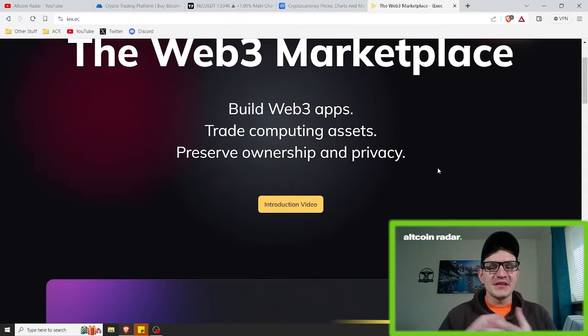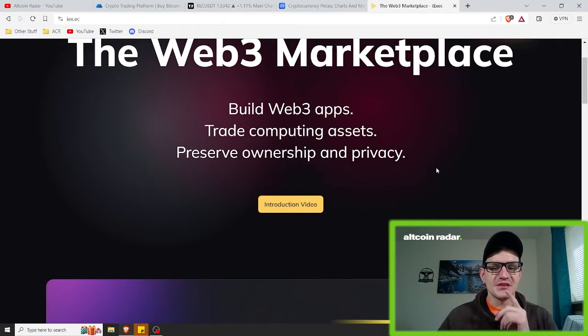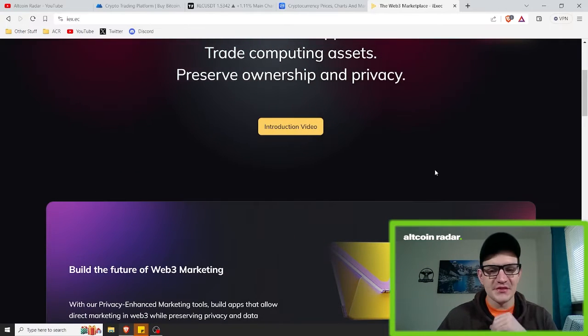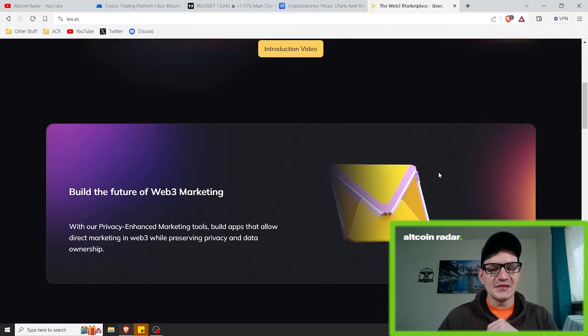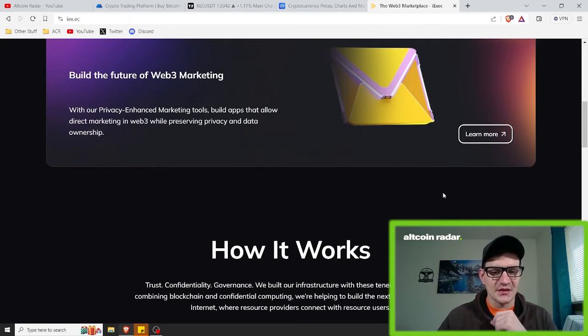All right. So on a basic level, iExec RLC is designed to address some of the key challenges associated with traditional cloud services, pretty much offering a decentralized alternative that enhances security, transparency, and accessibility. This is something that I could see enterprise companies using in the long-term future, realistically.